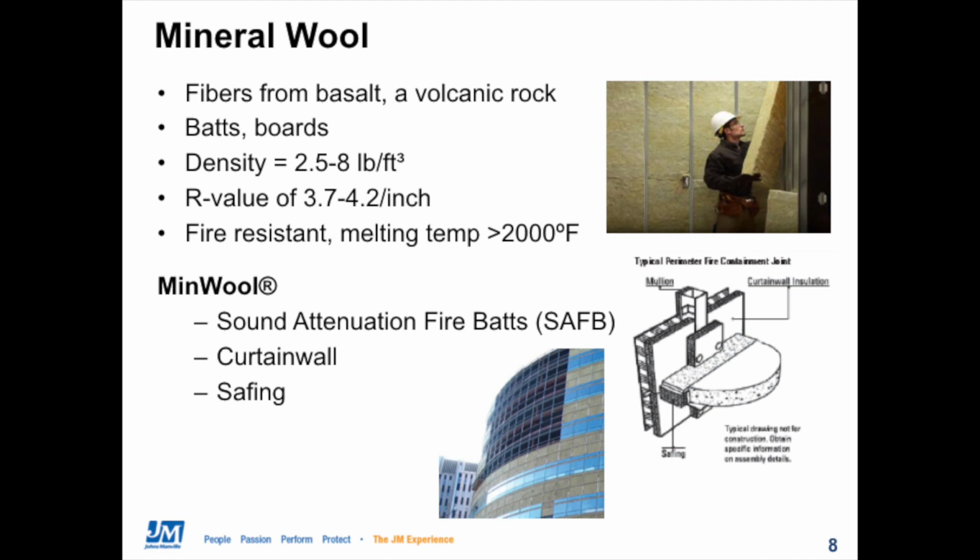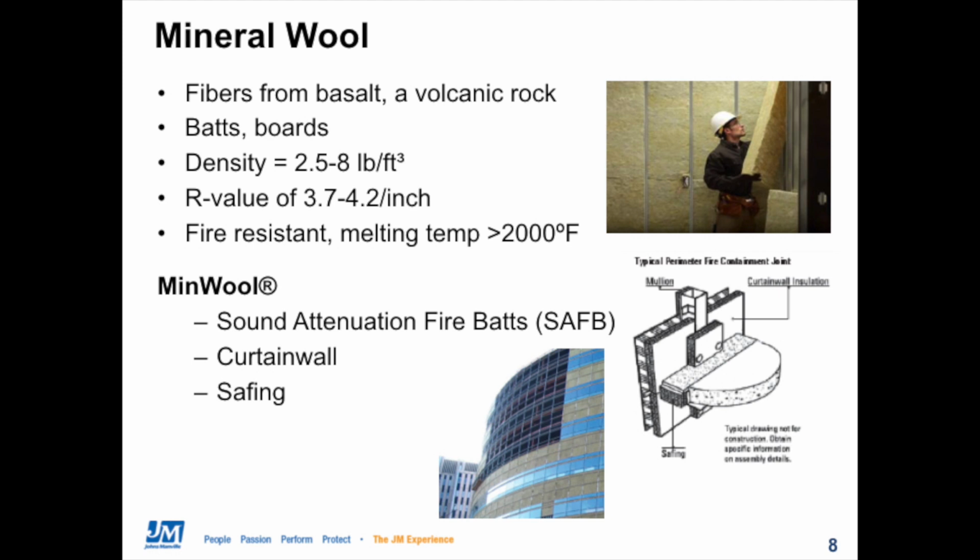Mineral wool is similar to fiberglass, but instead of glass, the fibers are made from basalt, which is a type of volcanic rock. Mineral wool comes in batts or boards and in densities that range from 2.5 pounds up to 8 pounds per cubic foot. Mineral wool R values are similar to fiberglass, ranging from 3.7 to about 4.2 per inch of thickness, depending on the density. And one of the biggest benefits of using mineral wool is its fire resistance.